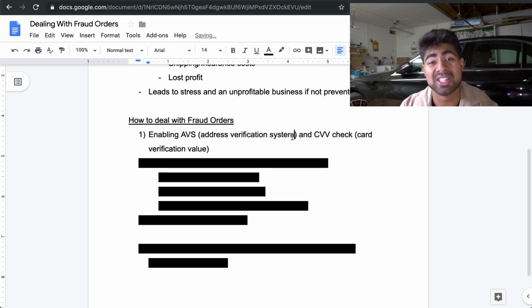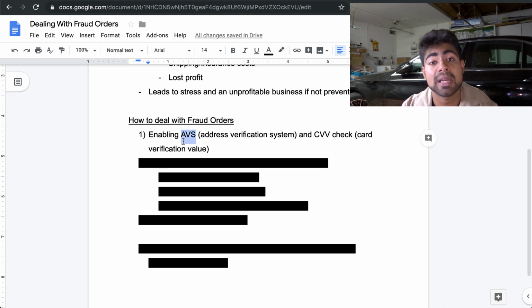The first thing that you want to actually do is enable something called the AVS check, which is known as the address verification system check, and the CVV check, also known as the card verification value check. The AVS check, if you haven't guessed by the name, actually is a special system which, if you use Shopify payments or Stripe or any other payment gateway, allows you to actually enable. And this is a setting which you can enable within your payment gateway. If you're not sure as to how to enable this, just go ahead and go to your payment provider and chat with the support team to ask them how to enable this.